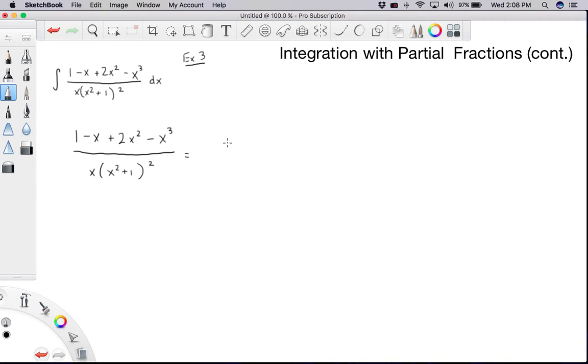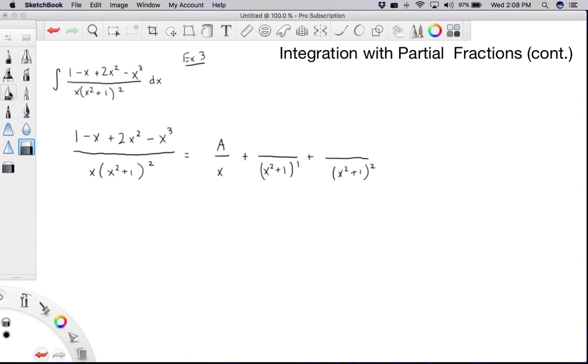So if you recall, this fraction could be thought of as the sum of something over the first factor plus something over this factor plus something over this factor squared. Now notice I'm including this factor twice because it is a squared term. So since the term is squared, we have to include possibilities for this thing to the first power and this thing to the second power, just in case.